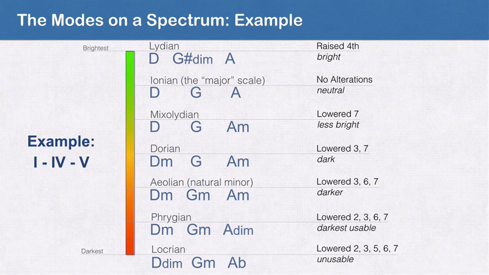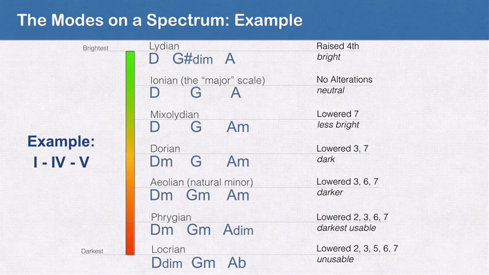But having that one change happen from mode to mode will really let you get a feel for how it's becoming slightly darker each time we hear this progression in a different mode. So I am going to play this 1-4-5 progression for you in each of these different modes, and it's going to be this D-G-A progression.